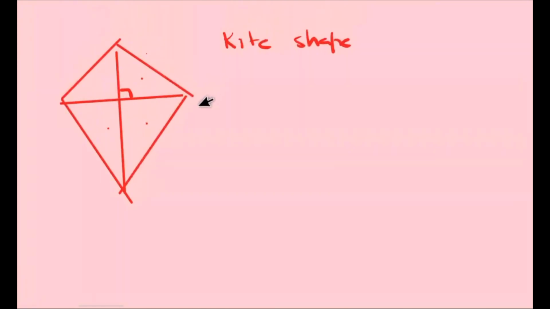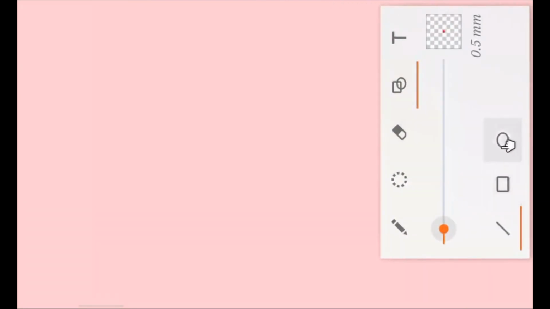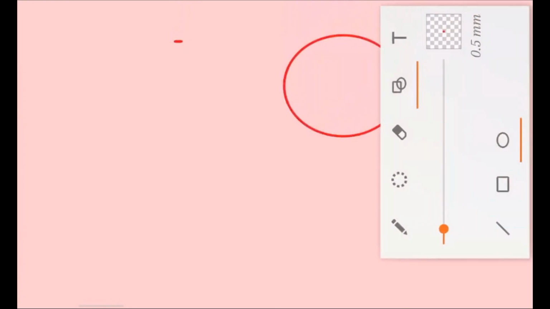Okay, so students, this way we learn so many shapes according to area, and also we learn the formula of perimeter. So now we are talking about a circle. Let here is a circle. Okay, so we will talk about this shape, the circle.